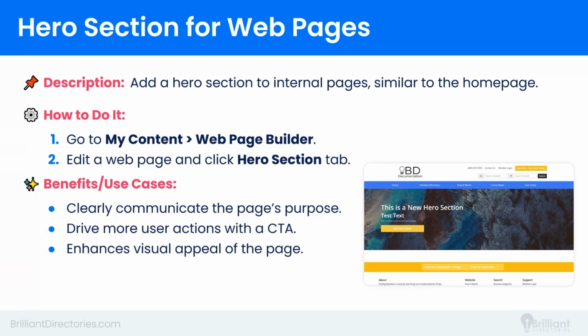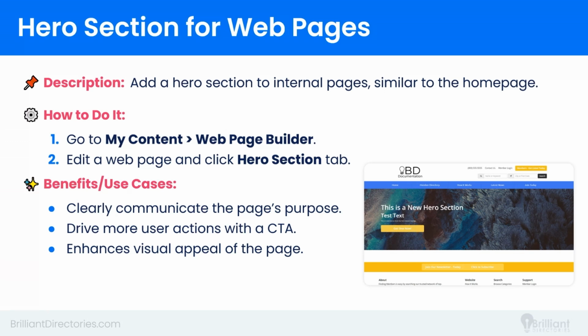And within there, it all looks very familiar. It looks just like the hero section settings area within the design settings. That's again for the home page, but you can add another one specifically to individual web pages. So you can see just in the screenshot on the bottom right here, that's kind of what it would look like. You can add any information or images, or if you just want a background color, you could do that. You can add calls to action in there as well.